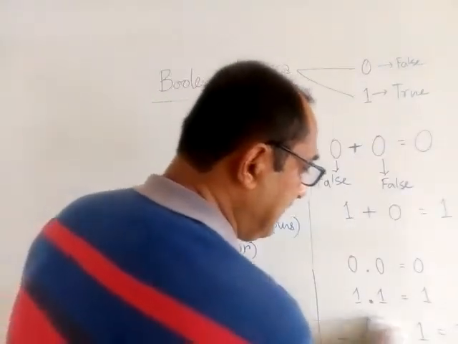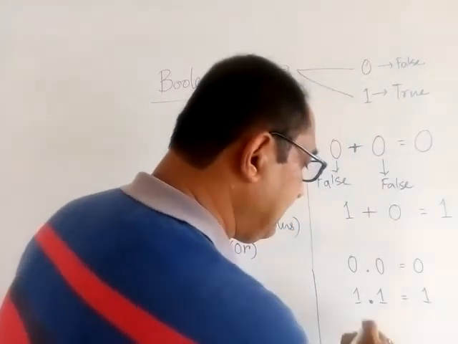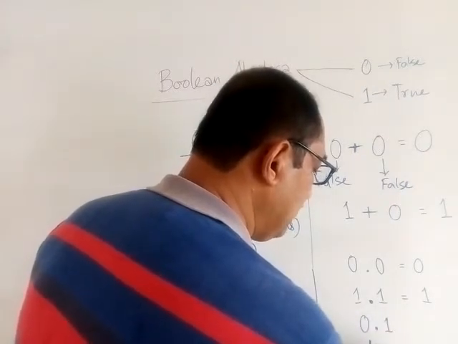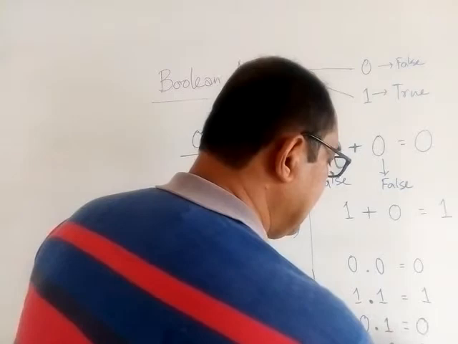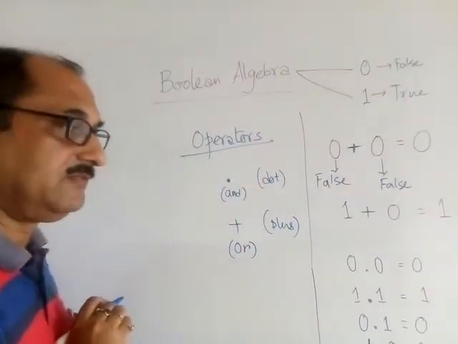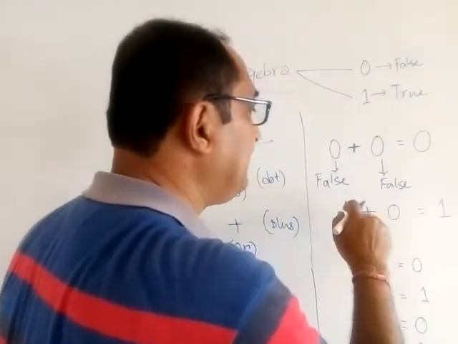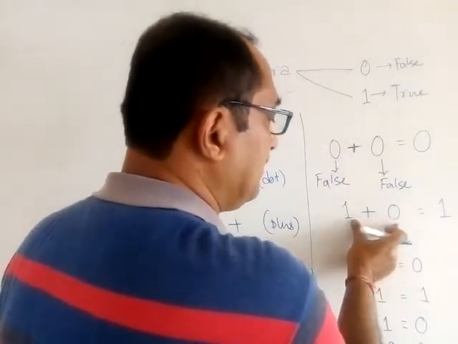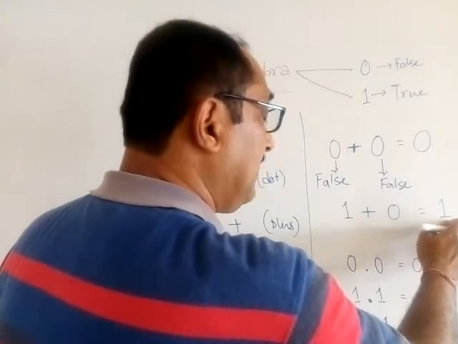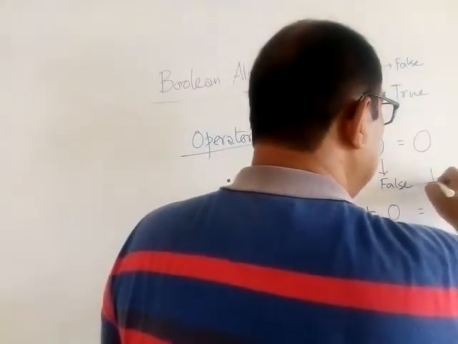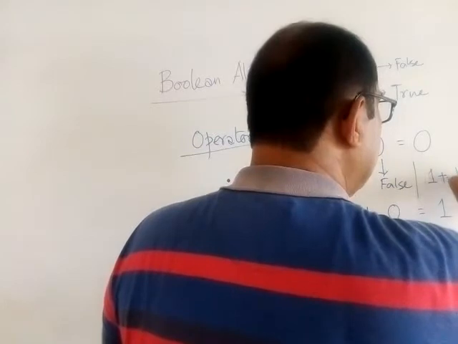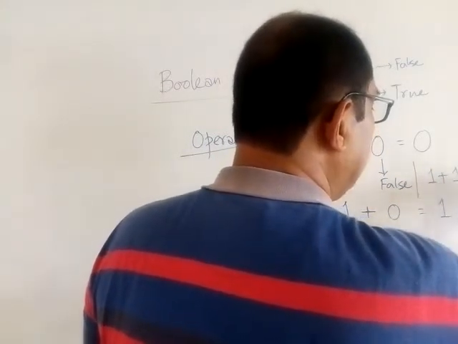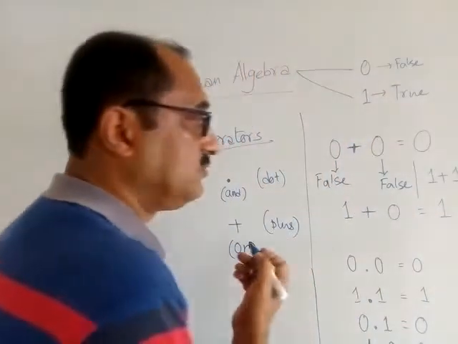So now you can easily make out that if I write 0.1 or if I write 1.0, in both cases I am going to get 0. Fine? So we have to remember this rule very, very carefully. 0 plus 0 is 0. 1 plus 0, since one of them is 1, it is 1. Okay? And obviously here I missed out one thing. 1 plus 1, I told you at least one of them has to be 1, but since here both of them are 1, the net result is 1.